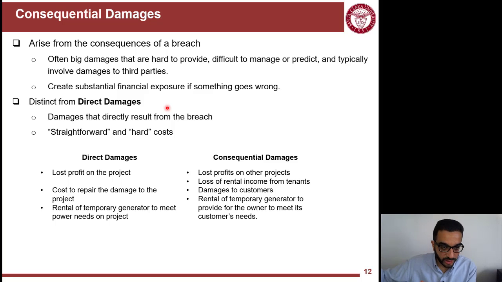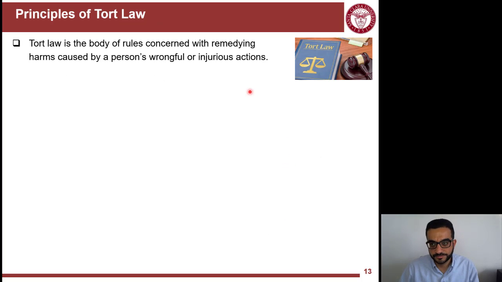So kind of you see the domino effect here. You can claim the cost to repair the damage of the project, but you cannot claim damages caused to customers because of damages in the project. So the consequential damages are hard, and it's better to avoid them. It's better to have them clearly waived in the contract.